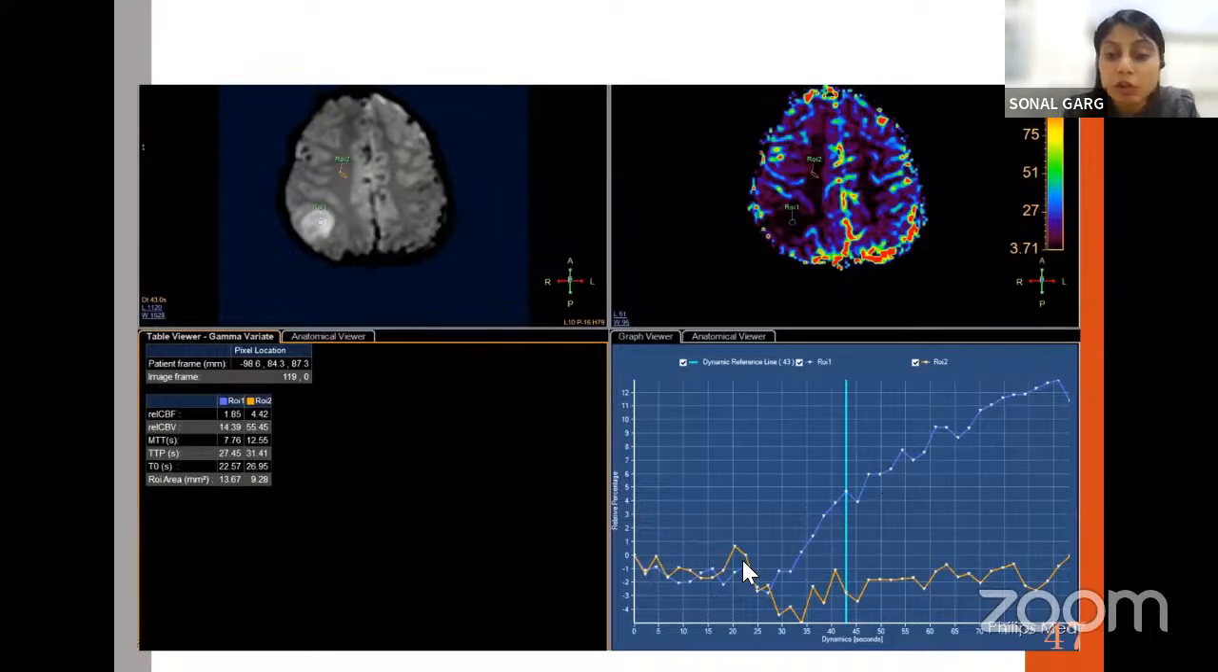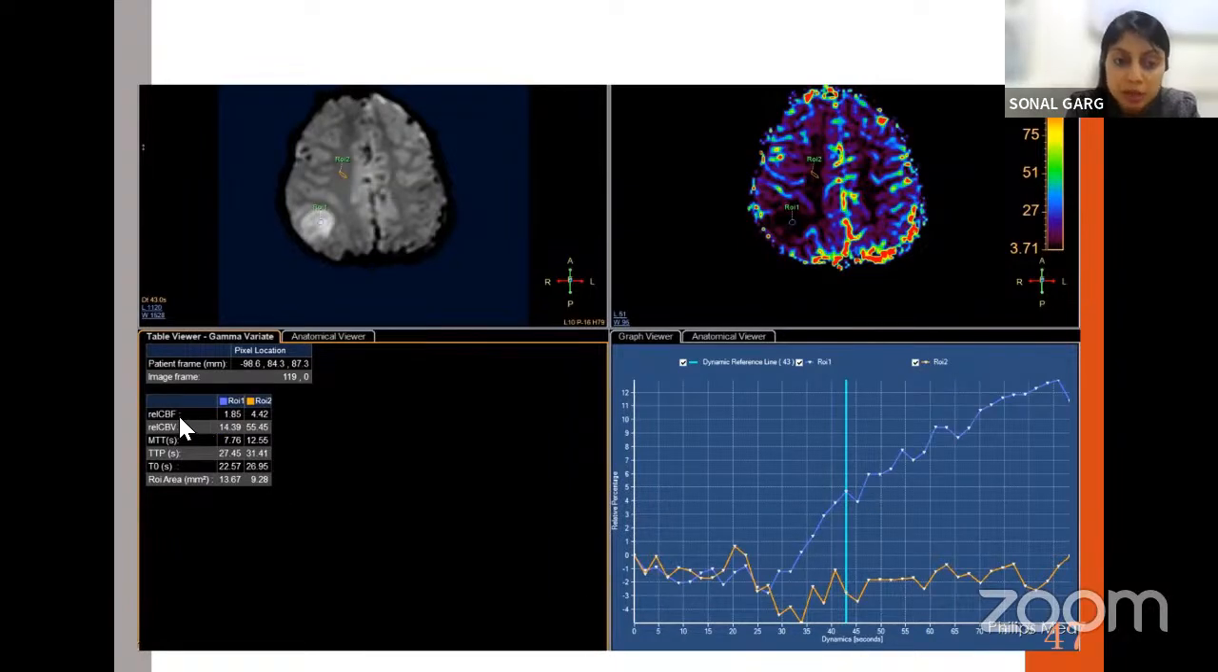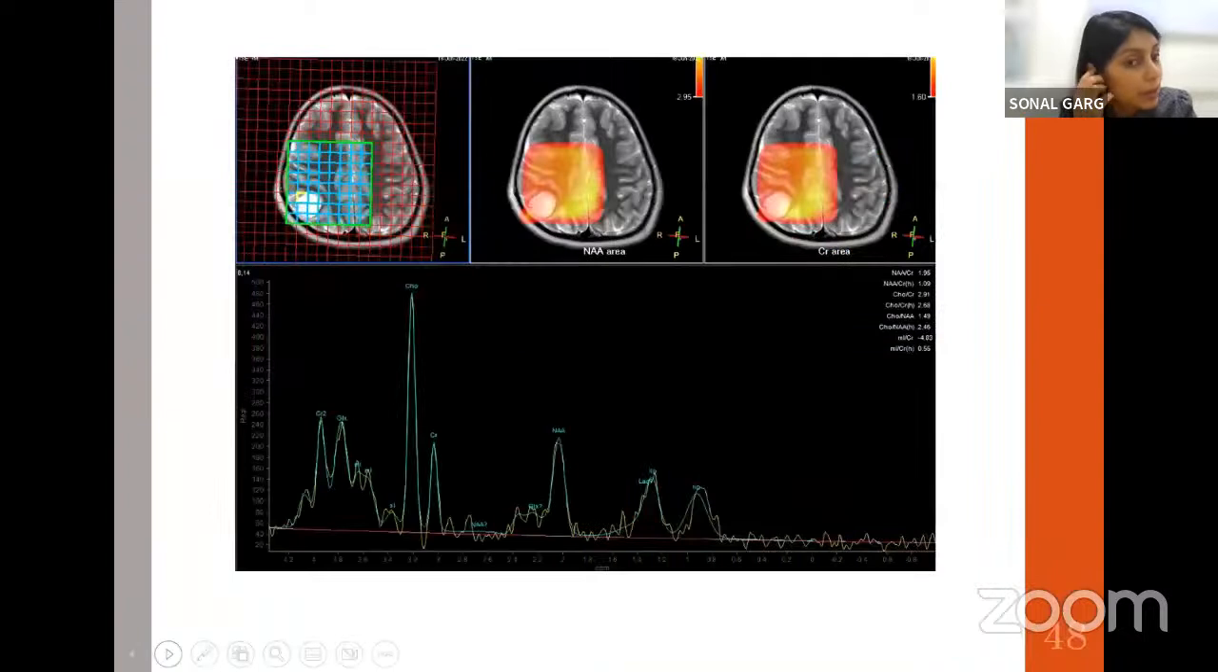Here you can see the contrast dynamics, where there is not a very rapid inflow of contrast in the beginning, and there is a sustained, slow upgoing of the graph, which suggests that this is a relatively low-grade tumor. The cerebral blood flow and the cerebral blood volume, everything is on the lower end. So this is what we call MRI brain perfusion.